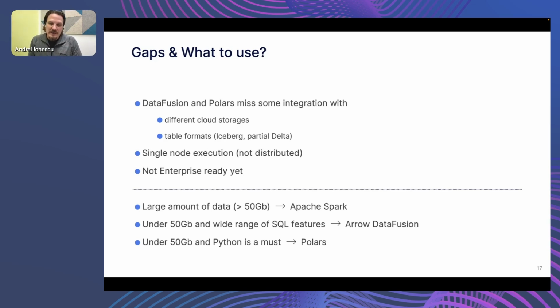Now, when to use which one? If you have a large amount of data, above 50 gigabytes, go to Spark. You can distribute the workload on multiple nodes. If you have under 50 gigabytes, you can choose either Arrow DataFusion or Polars. Now, if you want a wide range of SQL features, go with DataFusion because that's nicely implemented there. Under 50 gigabytes and Python, you go with Polars. But again, some queries are still having issues. But yeah, that's how I would choose which one of those.